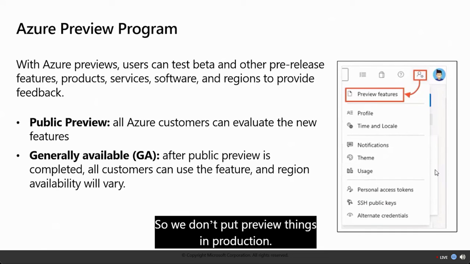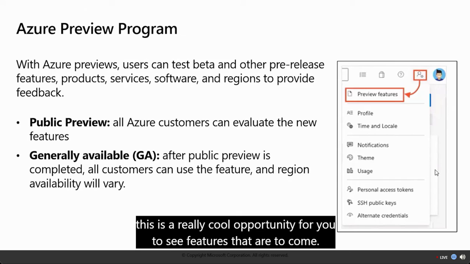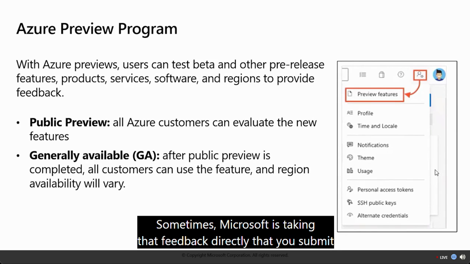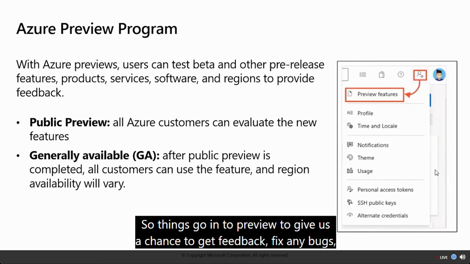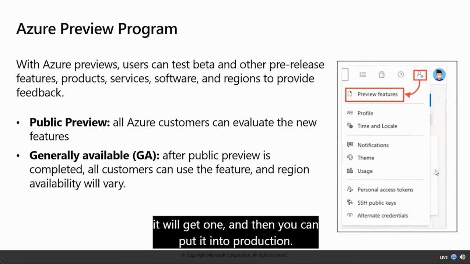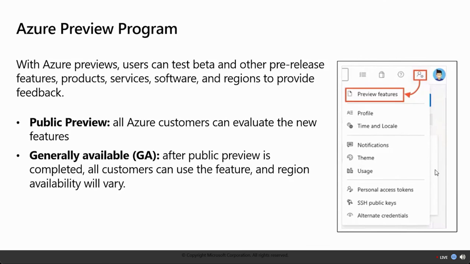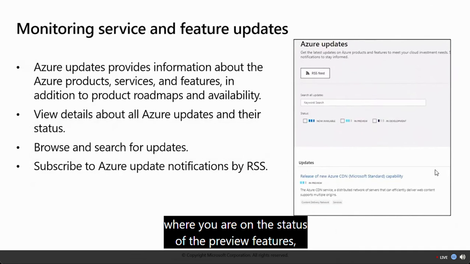preview things in production. But with the preview program, this is a really cool opportunity for you to see features that are to come. Sometimes Microsoft is taking that feedback directly that you submit and making those changes and releasing new features. So things go into preview, gives a chance to get feedback, fix any bugs, and then once it's been through full testing, it moves to generally available. And after that's completed, then if it has an SLA associated with it, it will get one, and then you can put it in production.